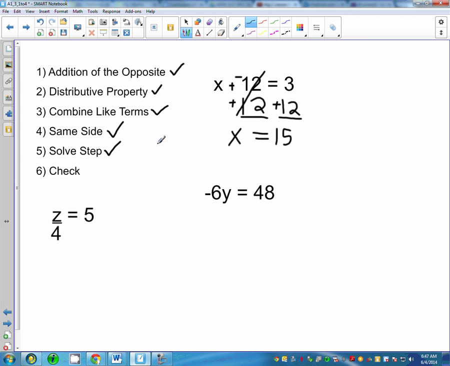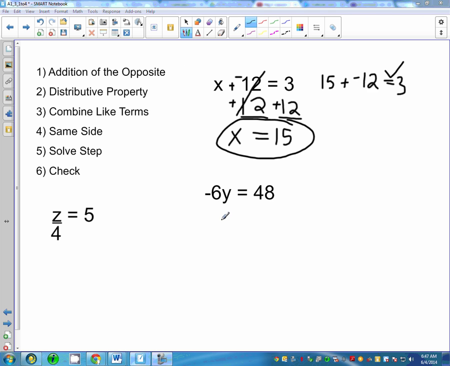To check this, let's plug 15 back into the original equation and see if the equation is true. 15 plus a negative 12 equals 3. Since that is true, x equals 15 is my solution.